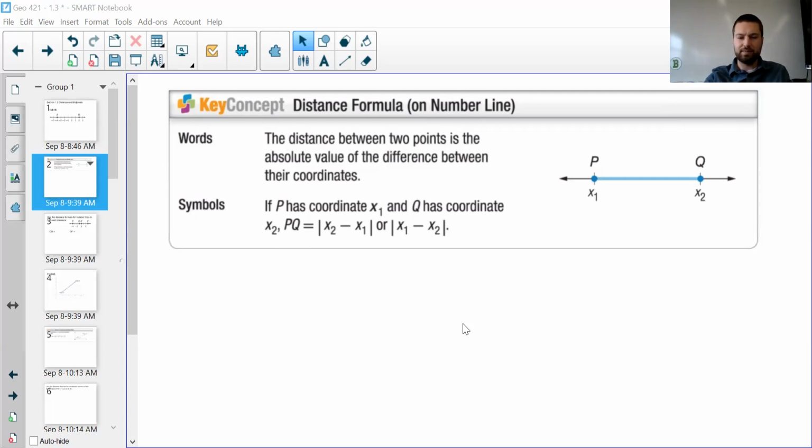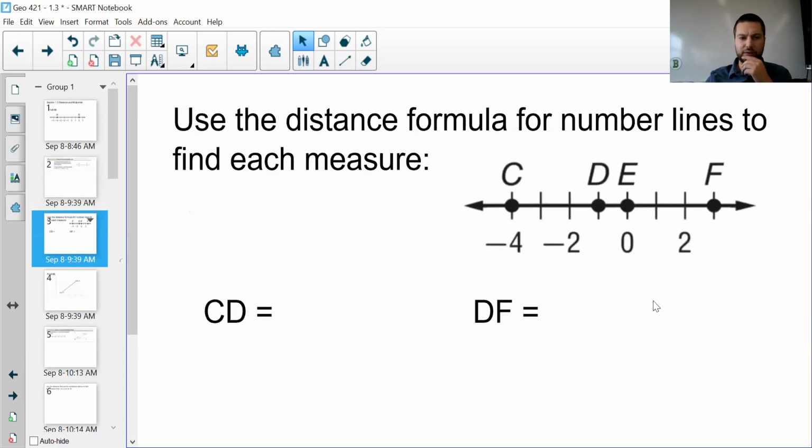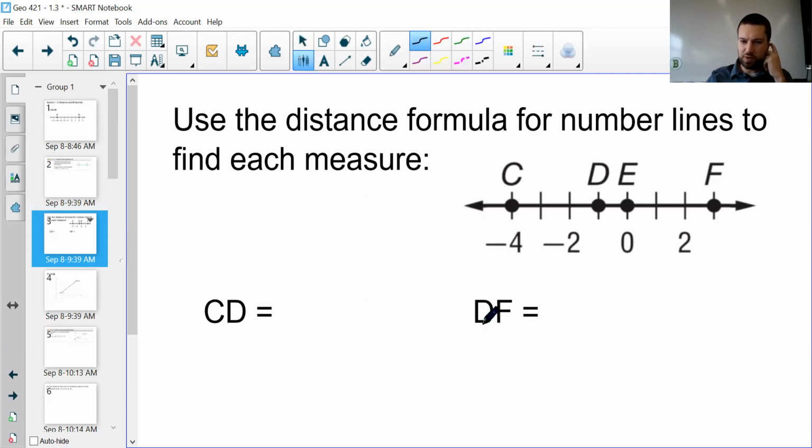So just have that in mind as you subtract. Okay, so let's do an example here. And if you need to pause and write a little more of that down or whatever, you're free to do that. Okay, so use the distance formula for the number lines to find each measure. Okay, so we're going to find 2 here. So you can watch me do the first one, and then maybe you try the second one on your own. So we're talking about CD. Okay, so it looks like C is -4 and D is -1.